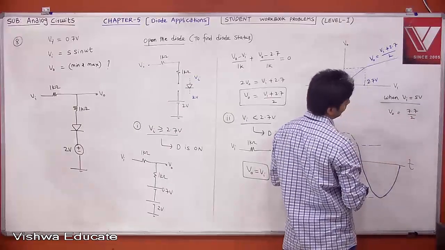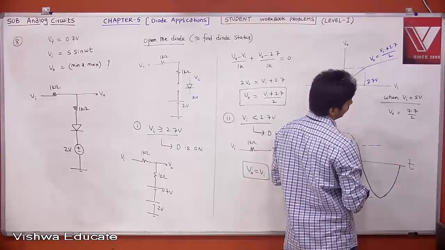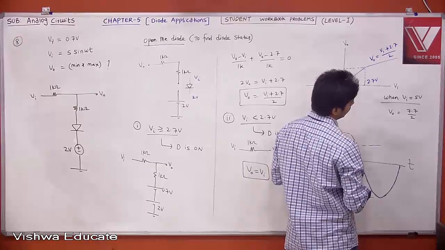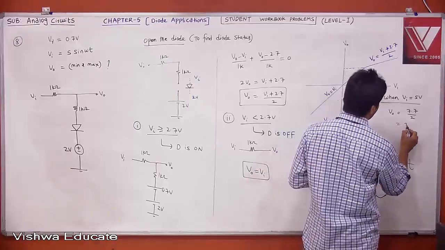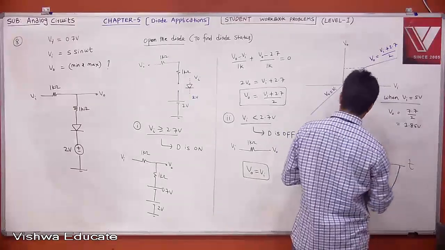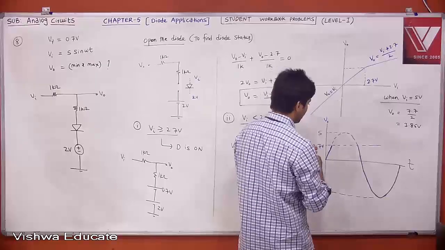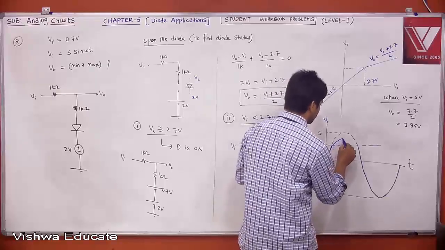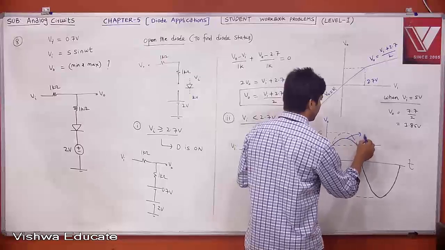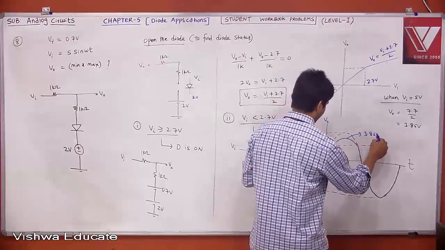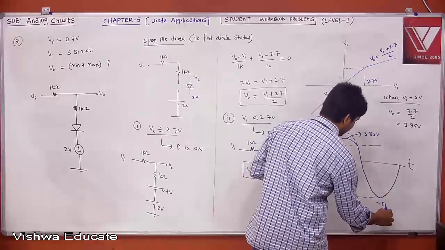What is 7.7 by 2? 3.85, right? 3.85 volt. Then what you get? From here, the slope is different. Then you will get like this. And what is this value? This value will be 3.85, and this is minus 5.